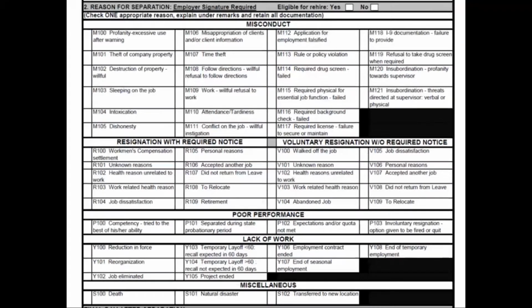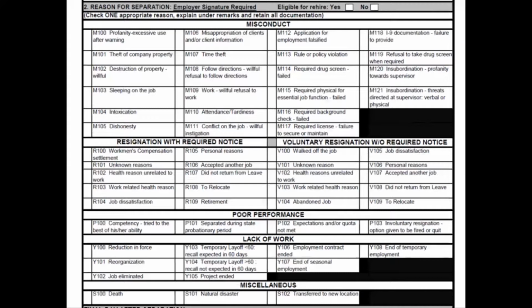Many times the remarks section is also used in the notes section of the payroll system, so that we have that information available. And on the next screen, this is actually a close-up of the middle section of the form. You can see that it's divided into resignations with and without notice, discharges for misconduct, poor performance, lack of work, and miscellaneous. Check off the best identifying factor for why the person was discharged that day.